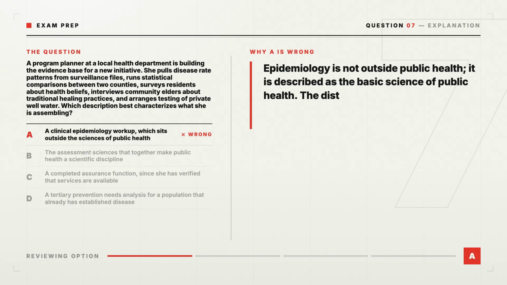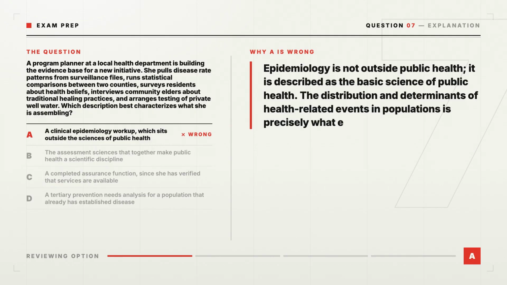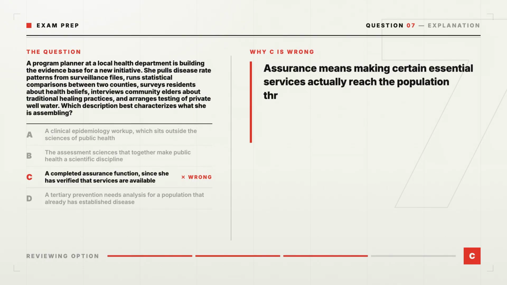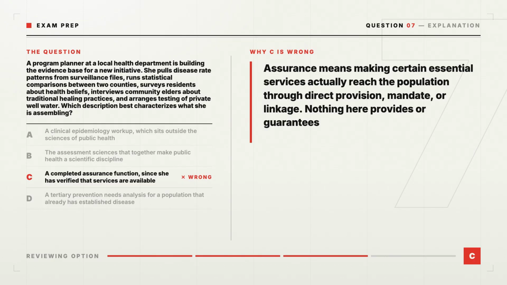The distribution and determinants of health-related events in populations is precisely what epidemiology studies. C is wrong because assurance means making certain essential services actually reach the population through direct provision, mandate, or linkage. Nothing here provides or guarantees a service. This is all data gathering.